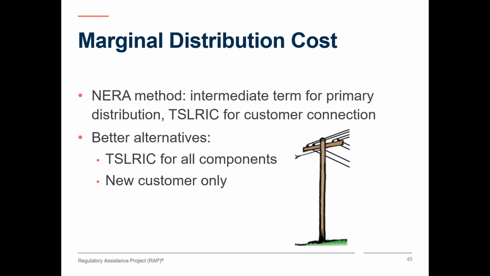Fortunately, there are alternatives. The manual discusses a couple of these. Either use the total service long-run incremental cost consistently for all components of the system, that is, look at everything in a long-term perspective, or else use what we call the new customer-only method for estimating marginal customer connection distribution costs.